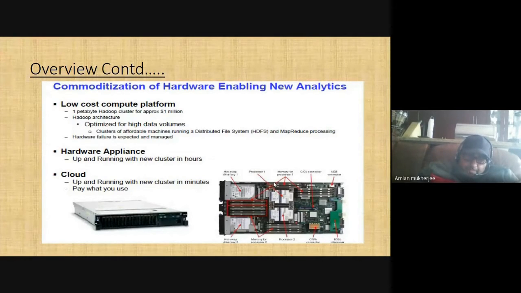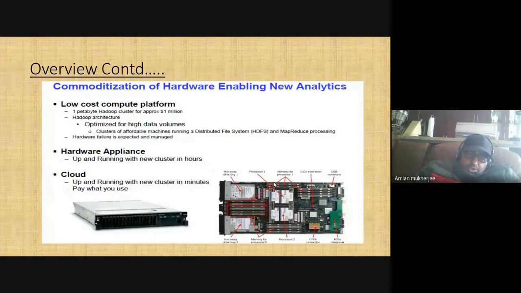So these are the commodity hardware enabling the new analytics. That is the low cost compute platform, that is one petabyte of Hadoop cluster. I will come to what Hadoop is, that is what we are going to do today. It can handle approximately 1 million users. And naturally, up and running with the cluster takes hours, while for cloud, up and running with a cluster takes minutes. Pay for what you use.